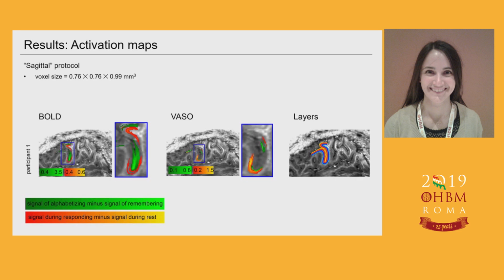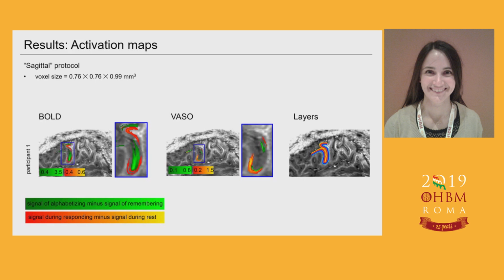I'm not even going to try to mess with this pointer, but hopefully you can tell the axis of the cortex, and so the voxels in green, that's the contrast between alphabetizing and remembering. So you can see that that's localized to the superficial layers, whereas the red stripe underneath it is when we compare the signal during responding to baseline. So there's this nice striping pattern that's visible both in the BOLD and the VASO data. On the right is the layer anatomical mask that we use for this subject.